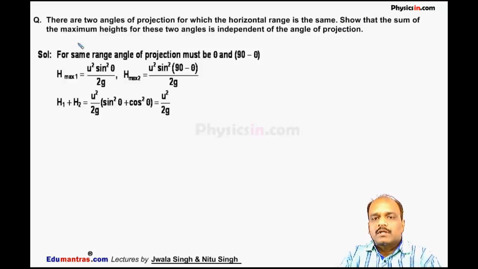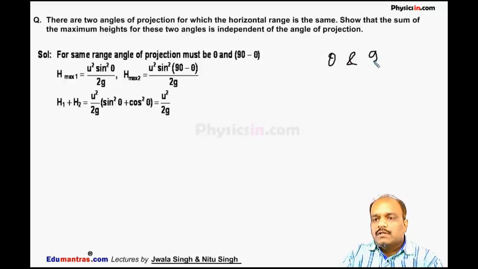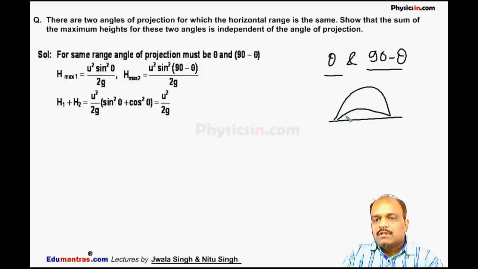In this question, there are two angles of projection for which the horizontal range is same, so that the sum of the maximum height for these two angles is independent of angle of projection. As we know, for angle theta and 90 minus theta, the range of the projectile is same. When the projectile is projected at this angle and at this angle, the range is same. If this angle is theta, then this angle of projection is 90 minus theta. For these two angles, the range is same.